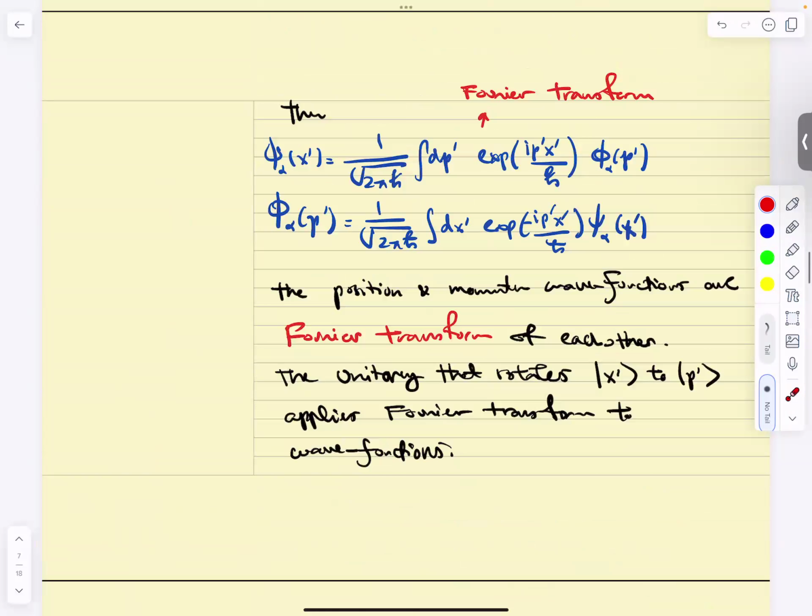All right, good. So what we found in summary is that the position space wave function and the momentum space wave function for the same ket are the Fourier transform of each other, right? So if I say they're the Fourier transform of each other, I don't need to clarify which one is the Fourier transform and which one is the inverse.